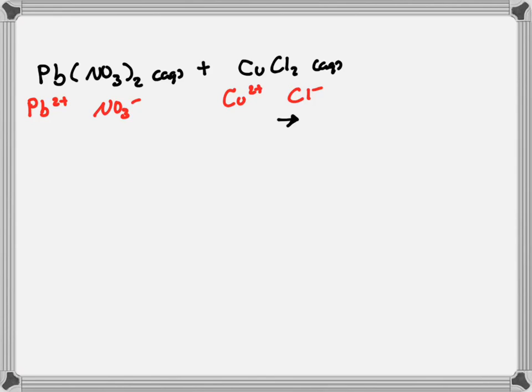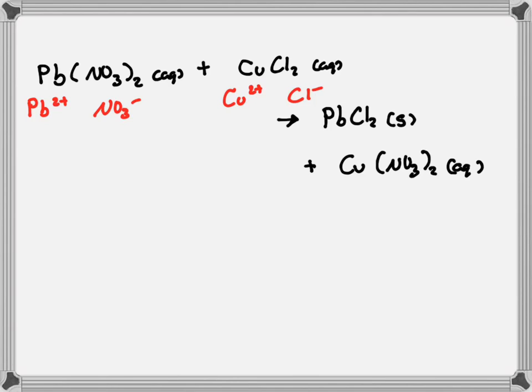So I'm going to pair up lead 2 with chloride and get PbCl2. I'm just going to put empty parentheses there. And then copper 2, I'm going to pair up with that nitrate. Then I go to my solubility rules. My solubility rules are going to tell me that this is my solid and that's aqueous. Then I need to balance the equation.